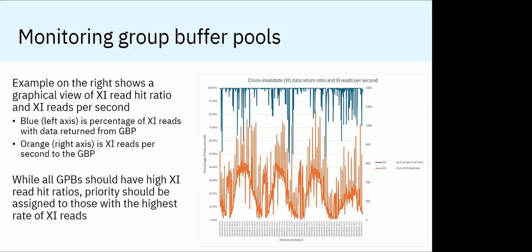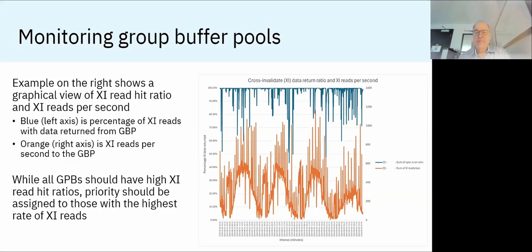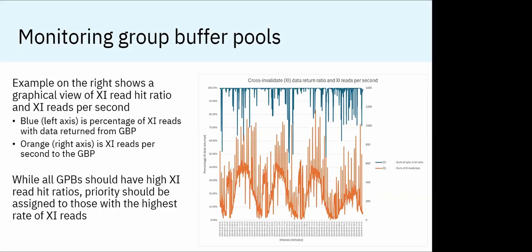So really the idea is that you want high XI read hit ratios, really for all group buffer pools, but definitely for the ones with the highest rate of XI reads. Sometimes when we're looking at data, we see some numbers that have really low ratios with high XI reads. So that's important to take note of. This is what you want to make sure, that the group buffer pools with the highest rate of XI reads have high ratios.